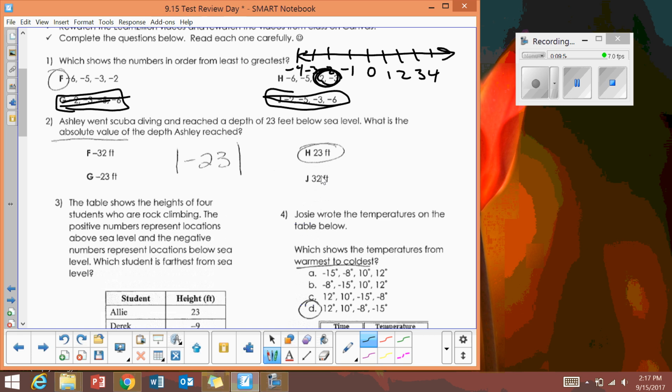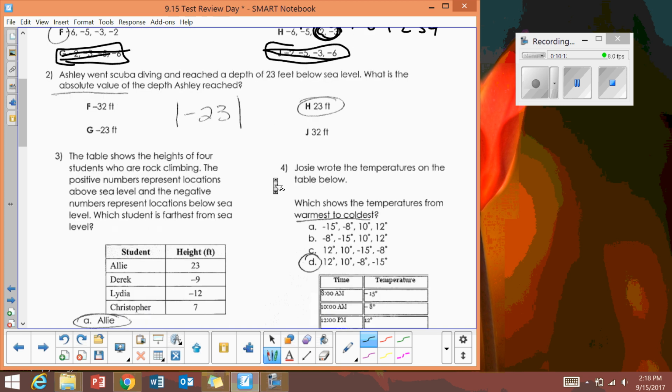Number 2 says Ashley went scuba diving and reached a depth of 23 feet below sea level. So that would be at negative 23. What is the absolute value of the depth Ashley reached? So we need to find the absolute value of negative 23. And the absolute value of that is H.